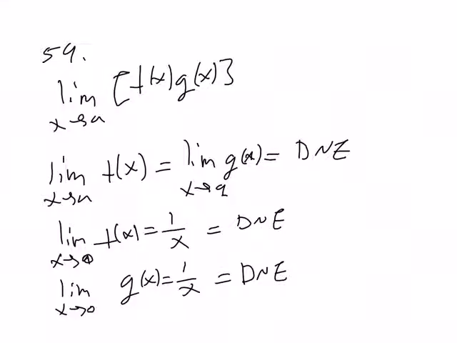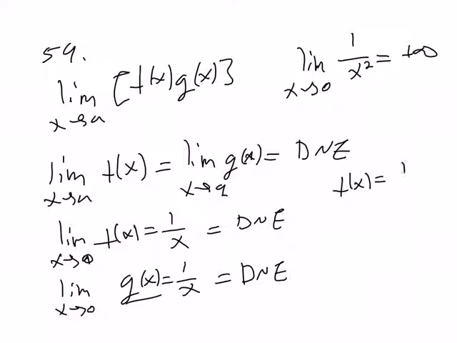But at the same time, the limit as x approaches 0 of 1 over x squared is plus infinity. If we want g of x to be different than f of x, we can say f of x equals 1 over x, g of x equals 1 over sine x, and we'll have the same result.